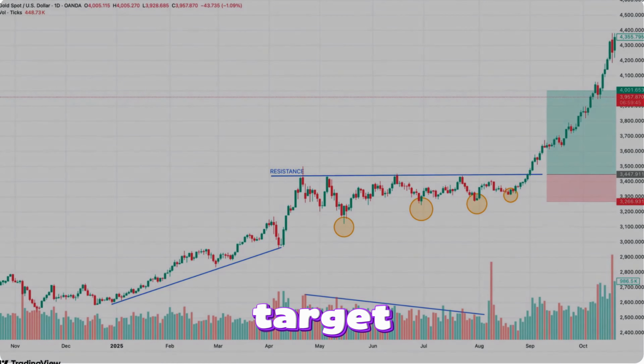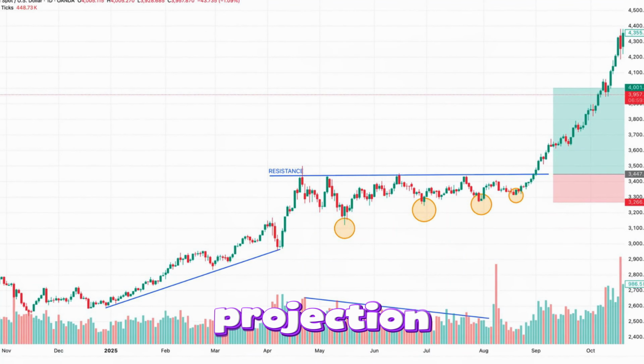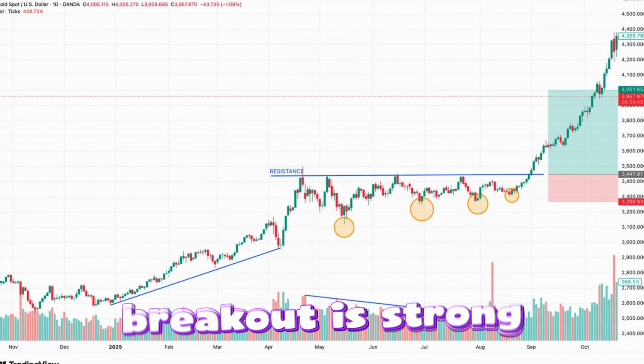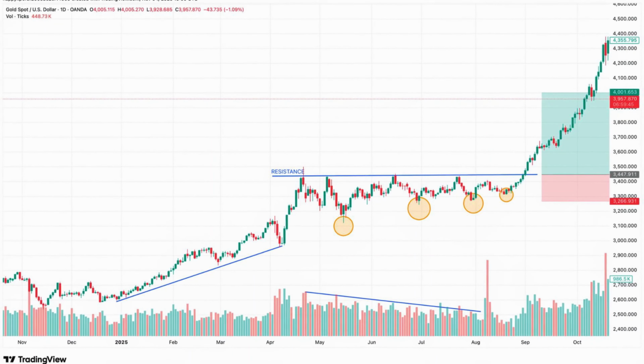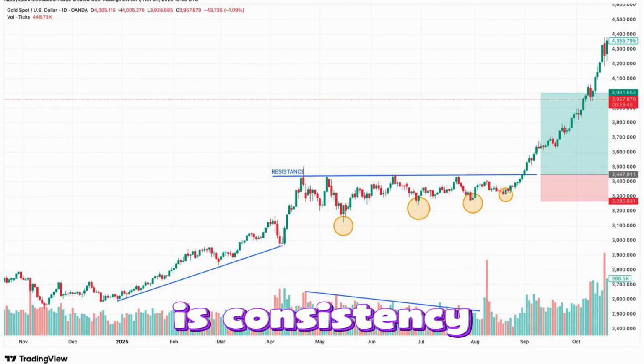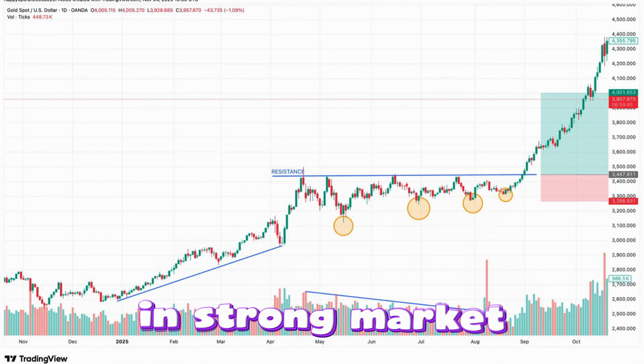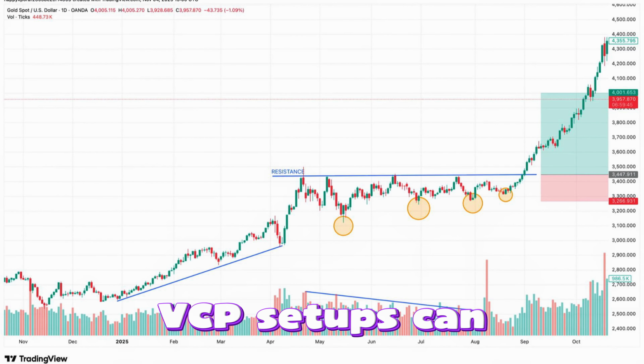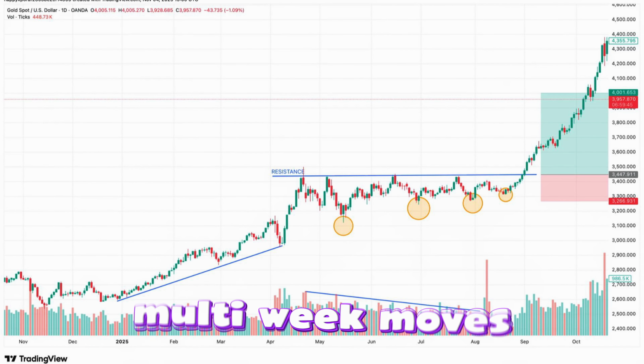For your profit target, use the height of the pattern as your minimum projection. But if the breakout is strong, let the winner run. Remember, the goal is consistency, not perfection. In strong market conditions, VCP setups can lead to explosive multi-week moves.